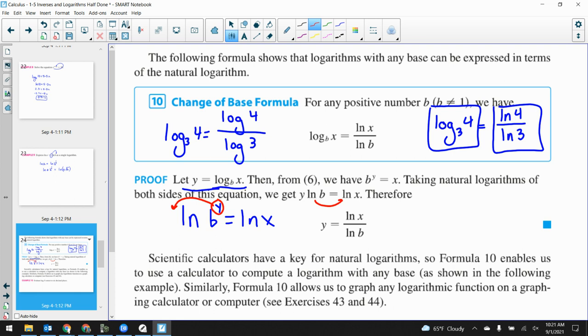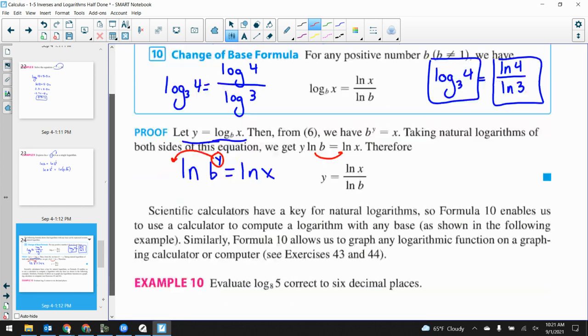I think that's really interesting, the fact that you can just make it any base that you want. Just pull it out of thin air. You want base 5, you make base 5. Doesn't matter.